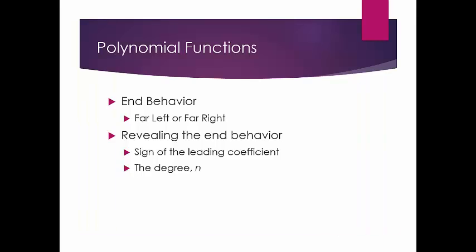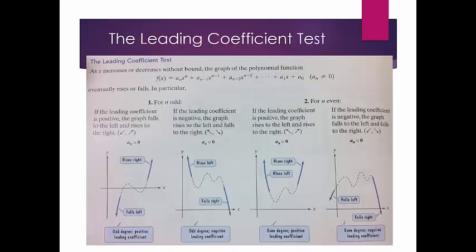In this video we will discuss the end behavior of polynomial functions. The behavior of the graph of a function to the far left or the far right is called the end behavior. When revealing the end behavior, you look at the sign of the leading coefficient and the degree, n. One test to use to determine the end behavior is the leading coefficient test.